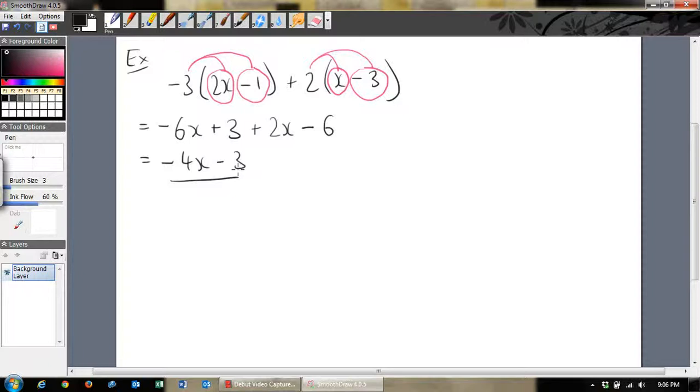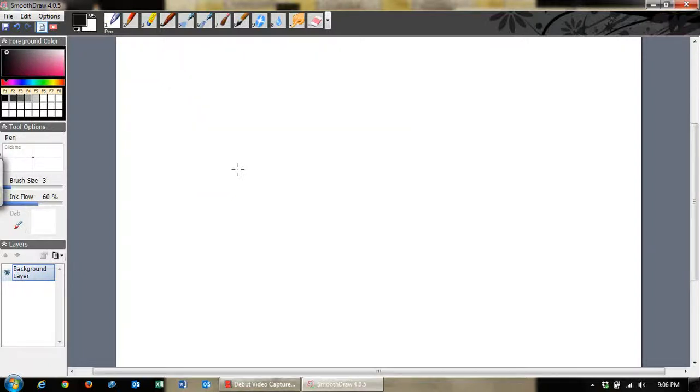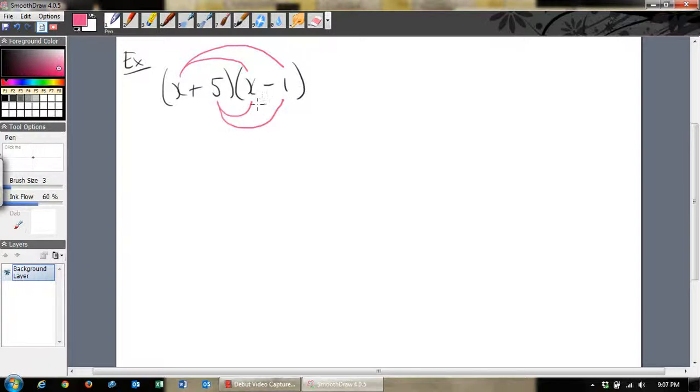Fantastic. Let's go into a FOIL sort of situation. So let's do that. x plus 5, x minus 1. Okay, so let's expand this out. Remember FOIL. FOIL tells you need to multiply the firsts together, you need to multiply the outers together, you need to multiply the inners together, and you need to multiply the lasts together.